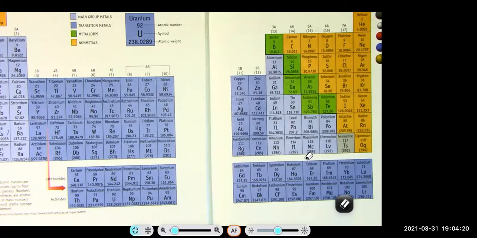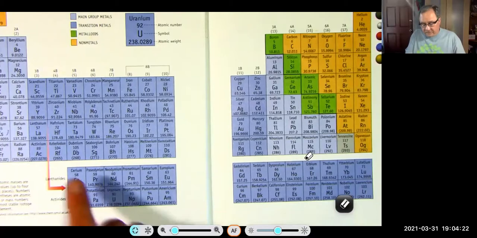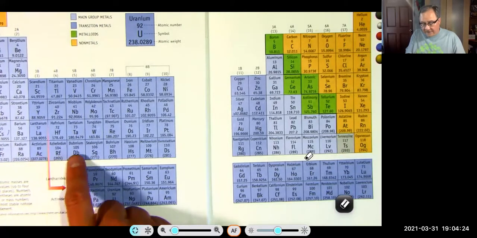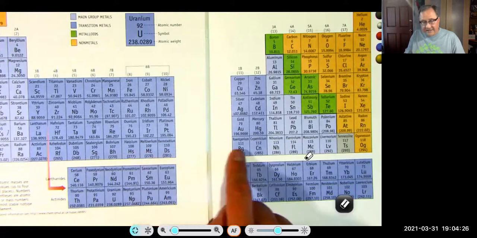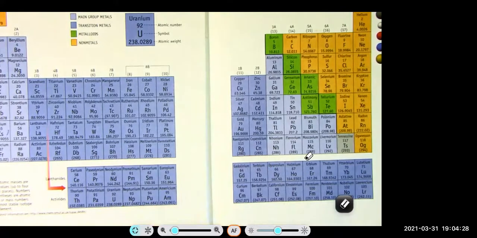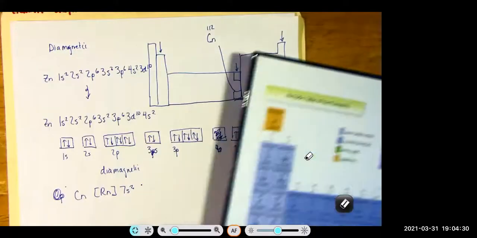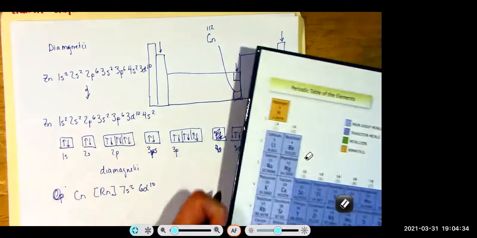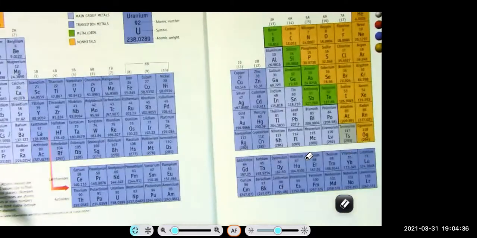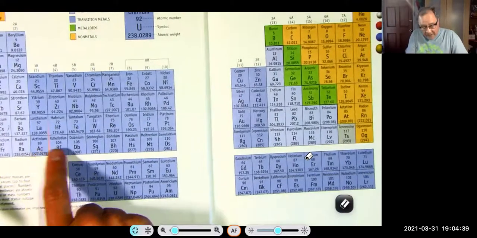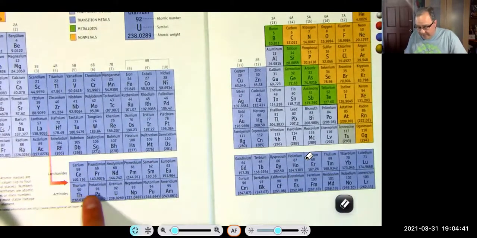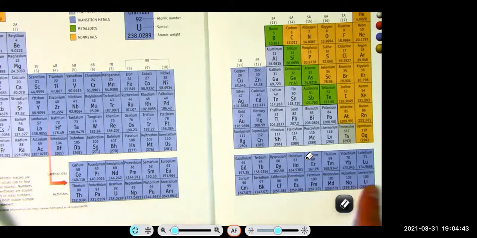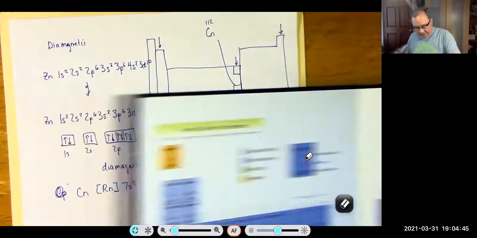6d15? No. I need 1, 2, 3, 4, 5, 6, 7, 8, 9, 10. Oh, right. I wasn't thinking till you get to 112. So you'd say 6d10, right? Right. But to get to 89 to 104, we have to go down below, right? To 5f14. Okay, so 5f14.